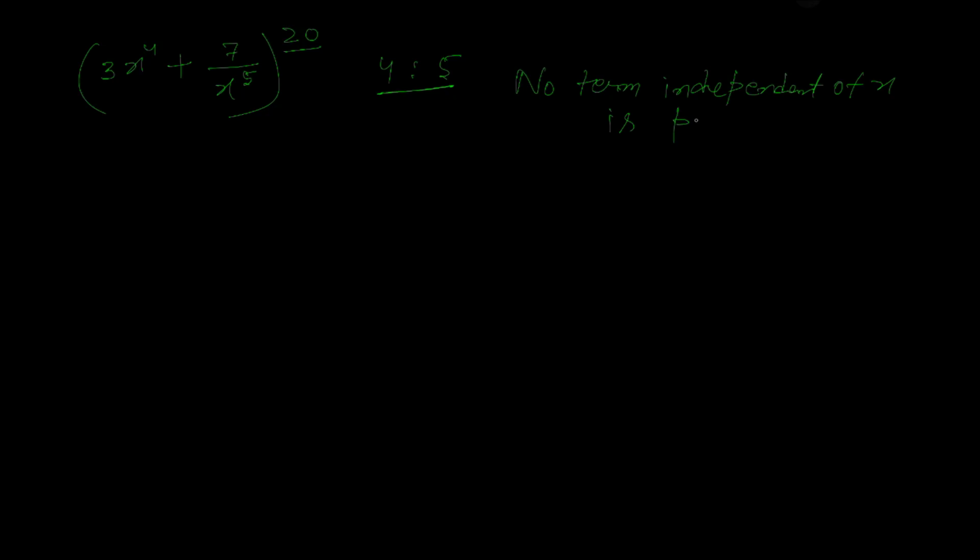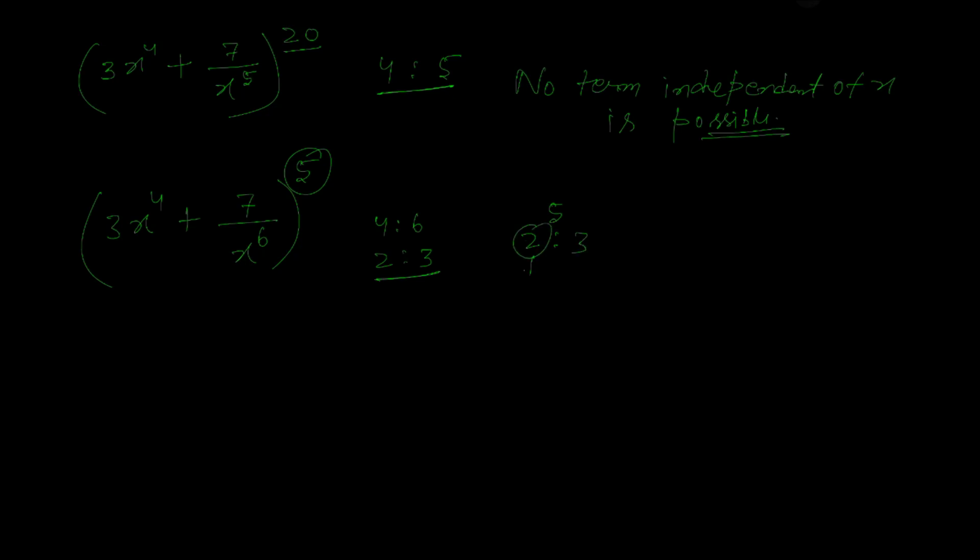I think you have to understand this very, very clearly, right? I hope it is very clear. If it was something like (3x^4 + 7/x^6)^5, can we have a term independent of x in this? Check the ratio, 4:6. 4:6 is 2:3. Can you divide 5 in the ratio 2:3? Yes, of course, right? So 5, 2 and 3.